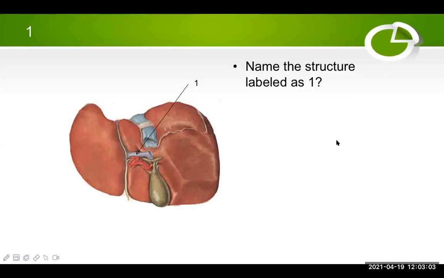You see that? Name the structure which is labeled as 1. Which is the name of this blood vessel? Which blood vessel is this? Anybody? Portal veins. Exactly. This is portal vein.